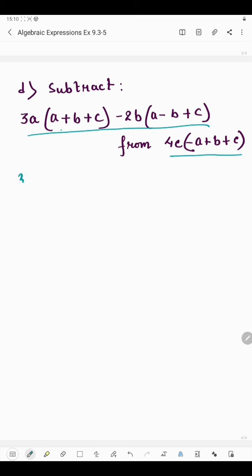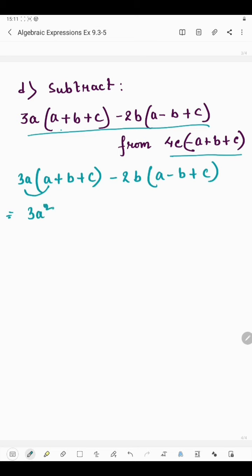So 3a into a plus b plus c, okay, minus 2b into a minus b plus c. So here this monomial is to be multiplied by the first term. So 3a into a is 3a square because a is present twice, so it's a square, plus 3a into b, so it's 3ab, plus 3a into c is 3ac.